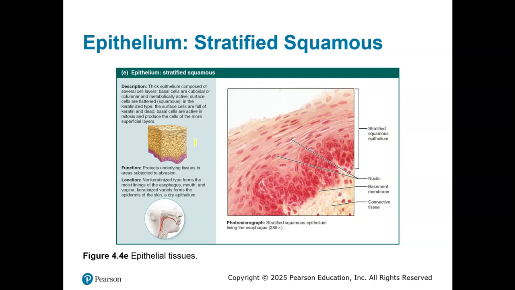But stratified squamous can be non-keratinized. So in body openings, like your mouth, anus, opening to your ears and your nostrils, vagina, any openings to the outside, they are going to be stratified squamous, but it's going to be non-keratinized. The cells on the top don't fill with keratin.